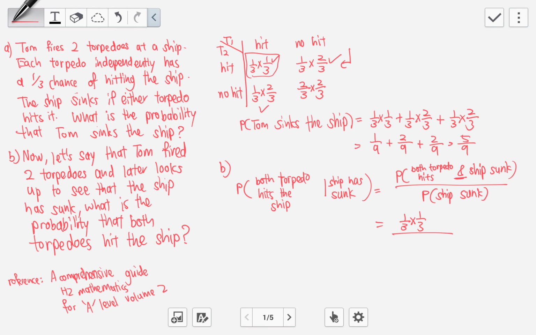And then the probability that the ship sunk is this probability, 5/9. So that would become 1/9 divided by 5/9, which will give me 1/5. If the ship sunk, there's a 1/5 chance that both torpedoes hit the ship. Okay, so that's it.